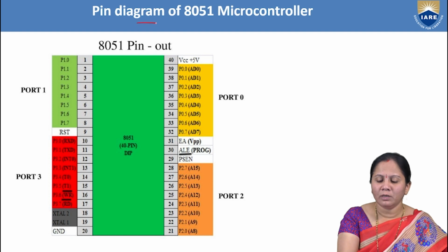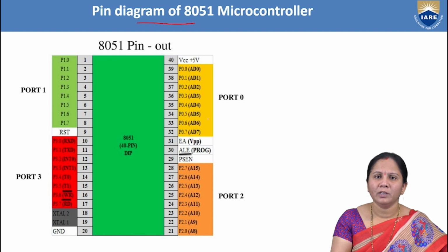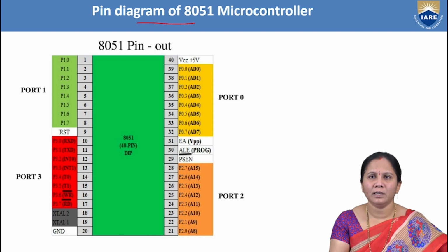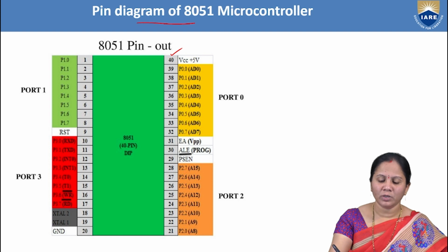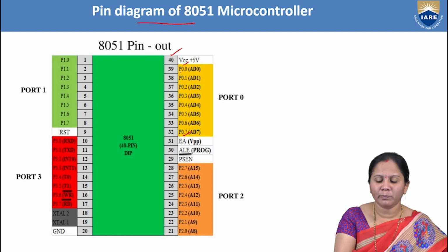Now, coming to the pin diagram of the 8051 microcontroller. So this is the pin diagram. Totally the number of pins available here is 40 pins. All these 40 pins are arranged in a dual inline package. As we have seen in the features, it has 4 ports, and each port is of 8-bit. So here are the 4 ports. This is related to port 0 up to here. Since it is 8-bit, you will have P0.0 to P0.7.